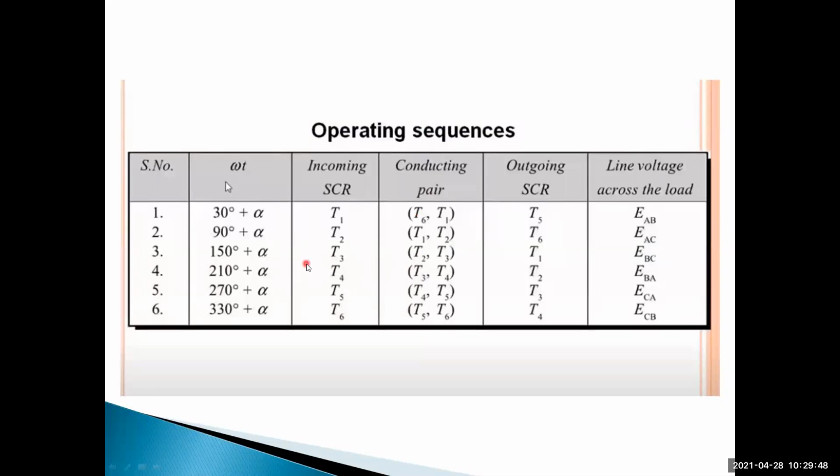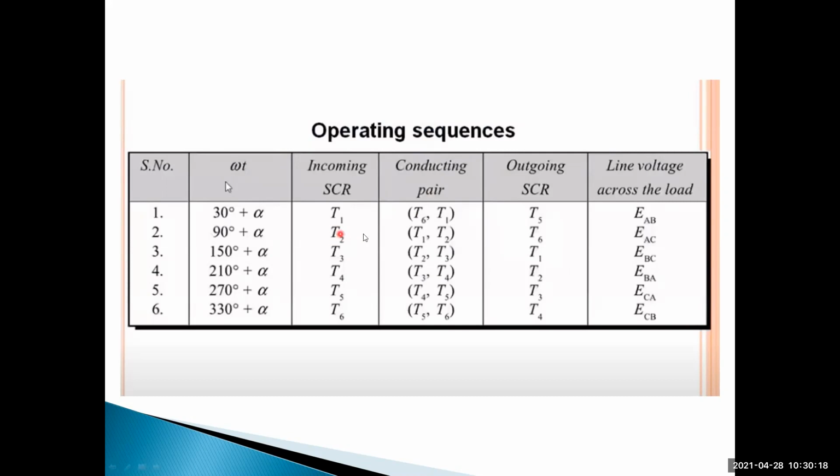I have already explained this concept by using the waveform. For 30 degrees, thyristors T6, T1 are conducting, and for 90 degrees, for zero firing angle, we will get T1, T2. So this is the operating sequence. Here, each thyristor shares its conduction duration with another thyristor: one combination is 60 degrees and another combination is 60 degrees. Total conduction duration is 120 degrees.